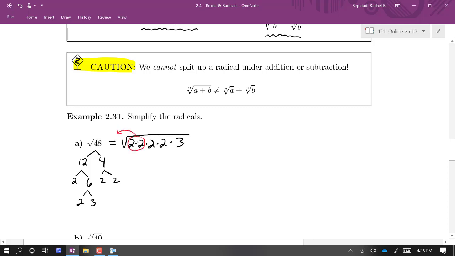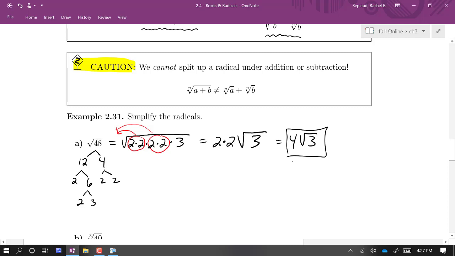So I've got a 2 here, I've got another 2 here. And so when I bring those out, there's my first pair of 2's, comes out as a single 2. My second pair of 2's comes out as a single 2. If you're bringing out more than one factor, you multiply them together outside. And then I've got a 3 left over. So this is 4 times the square root of 3. And there's a simplified form.